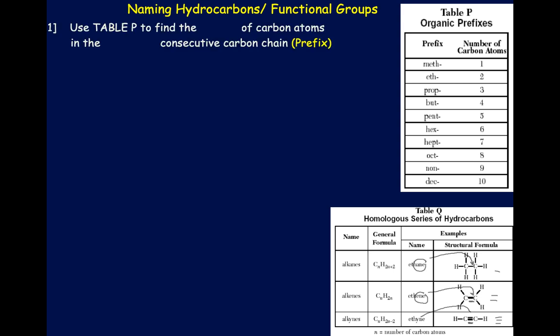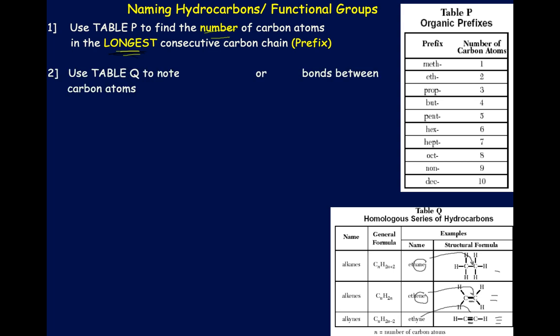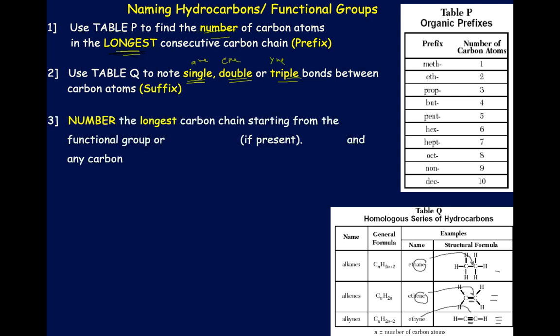Seems like a lot of rules here, but it's not a big deal. Number one, find the number of carbons in the longest carbon chain. You have to find that trunk of the tree, that carbon skeleton, where you have the longest carbon chain. Isolate that chain, find the number of carbons, and that becomes your prefix. Number two, use table Q and note if there are any single, double, or triple bonds between the carbon atoms. It's important to know whether you have an ane, an ene, or an ine in the chain.